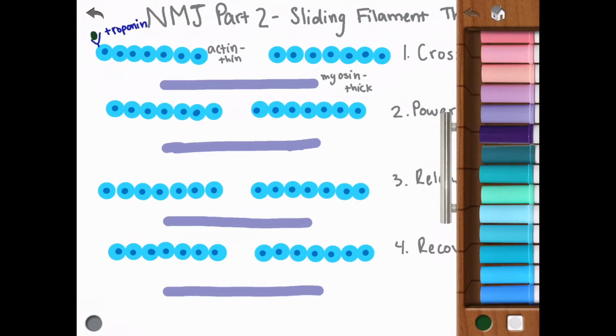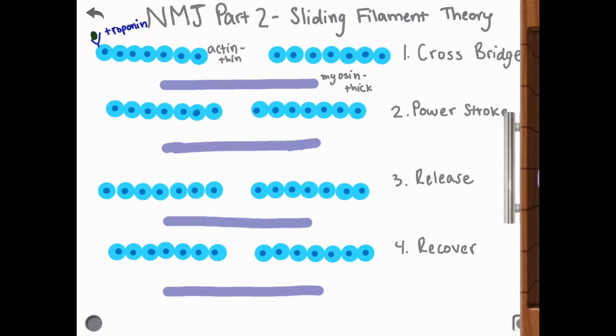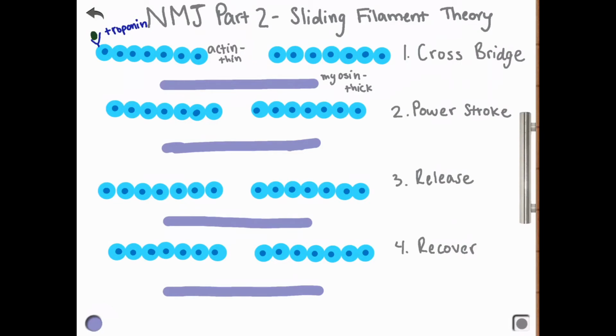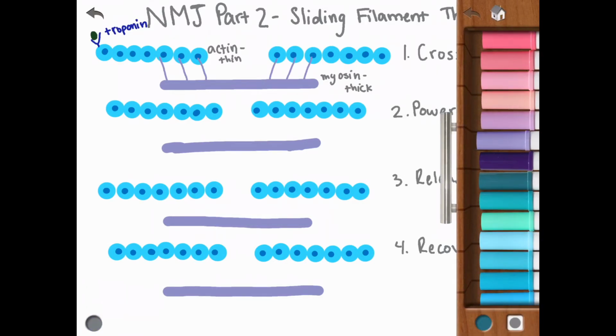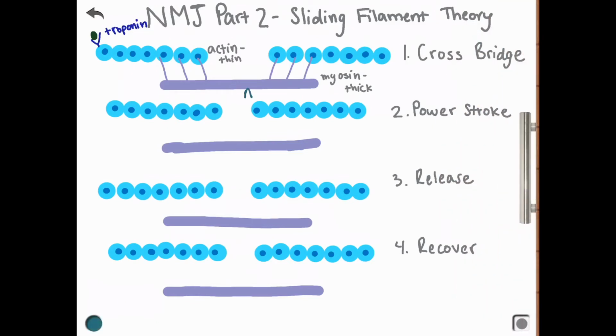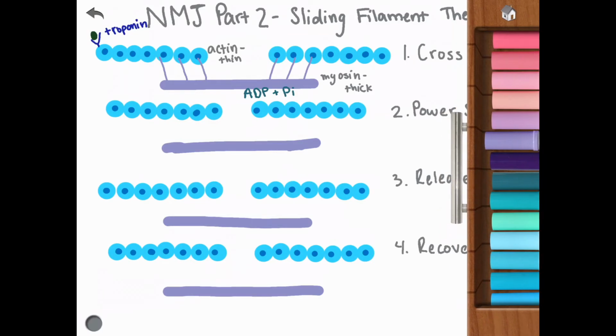So now we need those myosin heads to reach up and grab onto the actin binding sites. That is called the cross bridge. They reach up, grab those actin binding sites. It's important to note that bound to the myosin is a molecule of ADP and a molecule of inorganic phosphate, or PI. The next step is to make this space right here smaller, to pull the strands of actin closer together. And we're going to do that in what's called the power stroke.